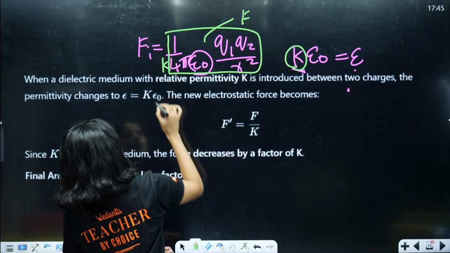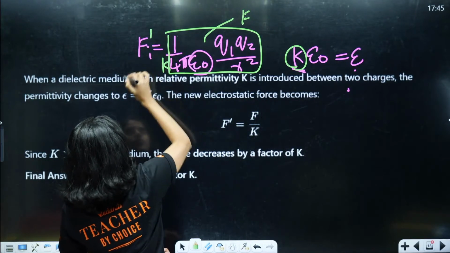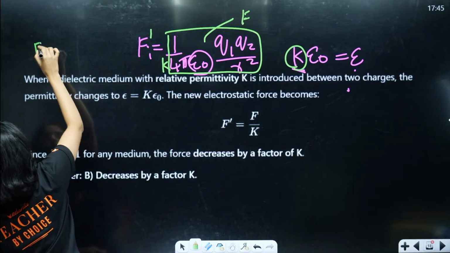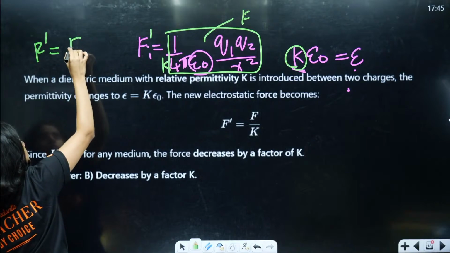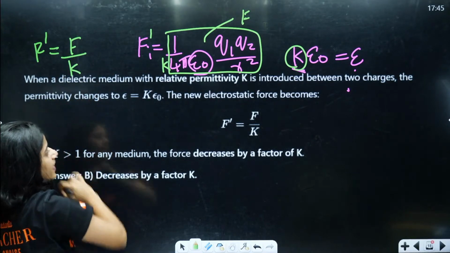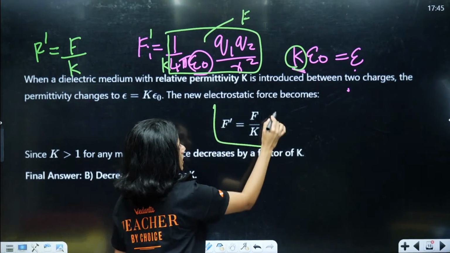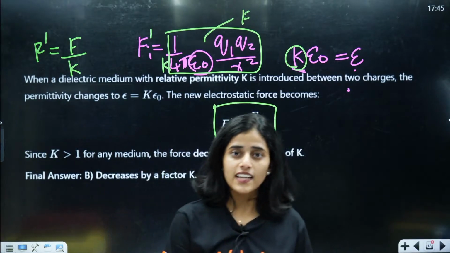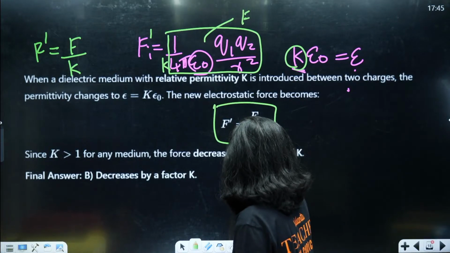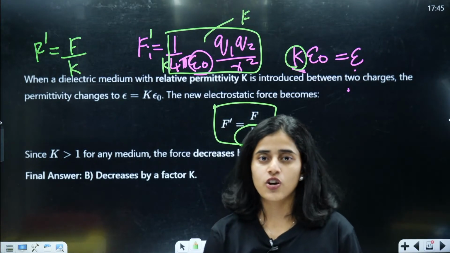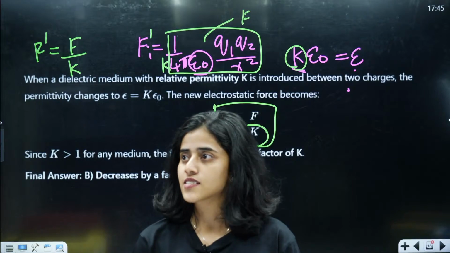So now we can write this F dash to be equal to this whole force divided by K, which is this formula. So when the dielectric was added, what happened? The force reduced by a factor of K. Is this clear?